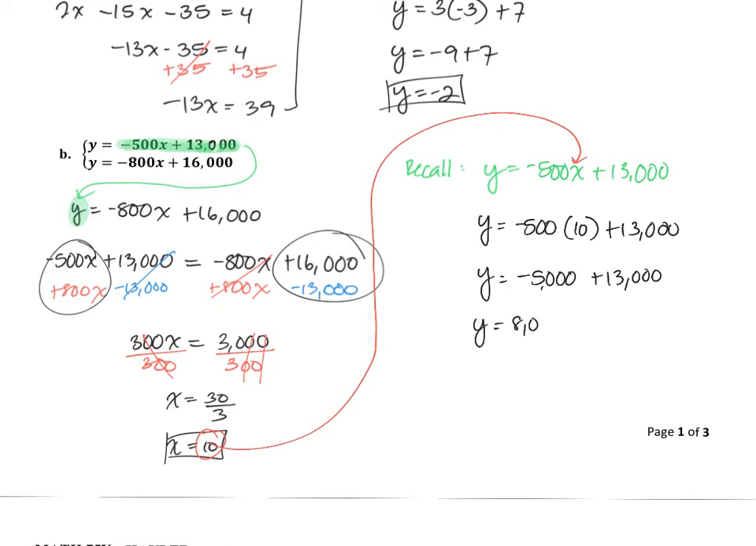So then y equals 8,000. So the answer, remember, the answer to this system is going to actually be your x value first and then your y value. Because once again, we are looking for where your lines intersect. Because remember, these are both equations of lines.